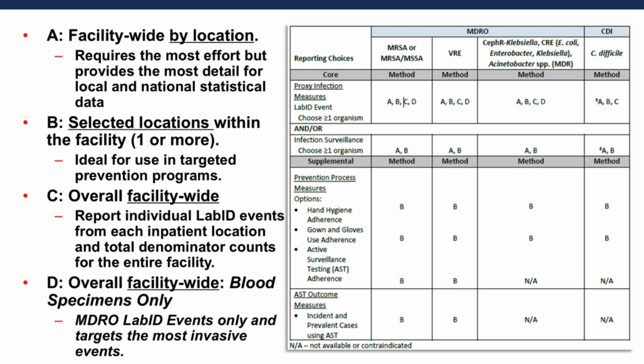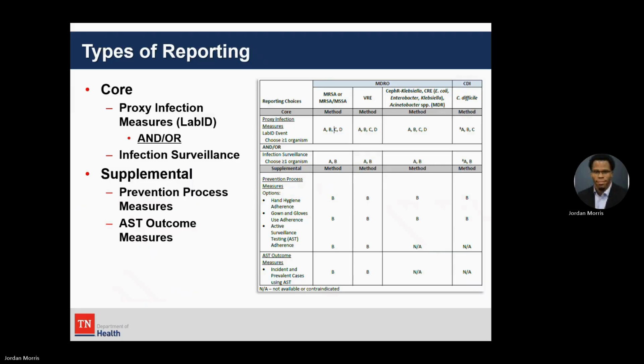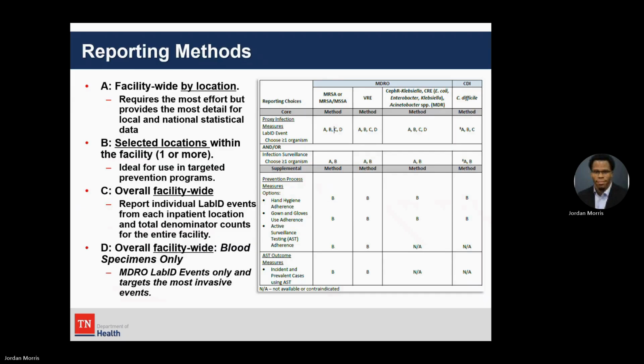The table summarizes the reporting methods available for each organism category. Depending on the organism, facilities may report using methods A, B, C, or D, while some supplemental reporting options are not applicable to certain organism types. Now, we will discuss what each reporting method symbolizes.